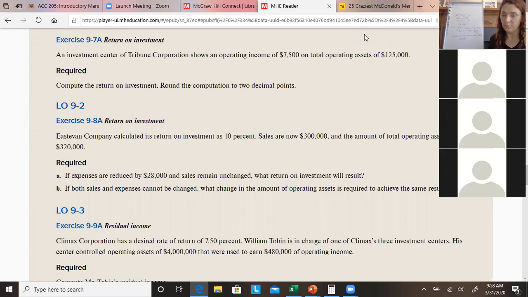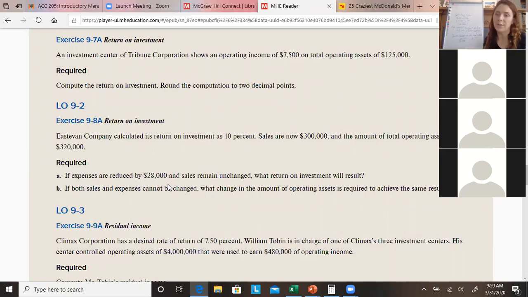You said you got, what did you get when you plugged it in? 18.75%. Okay, and you did that by doing, did you do like the margin times turnover to find that and plug in 28,000 for sales on both of them? What I did was I found my original expenses and then I subtracted the 28,000 that it said here if you lowered expenses by 28,000. So my new expense number is 240,000. So then I just took my sales minus my new expenses to get my new operating income number, and then just did that over my old operating asset number.